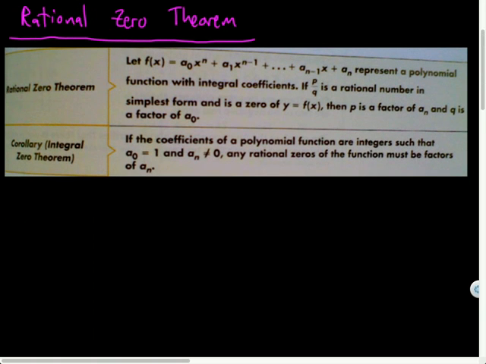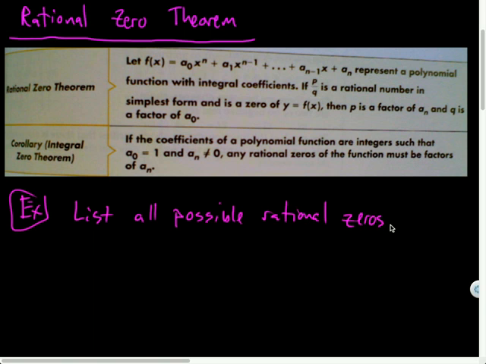So let's do an example of one of these and see if we can find all of the zeros. Well, actually, before we even do that, let's just apply this first of all. So list all possible rational zeros, I guess, would make more sense.